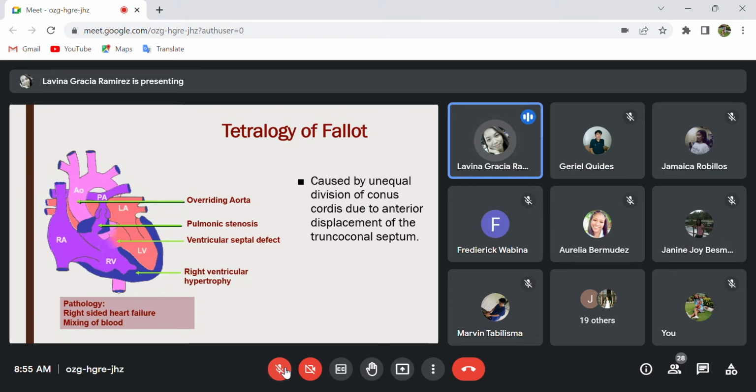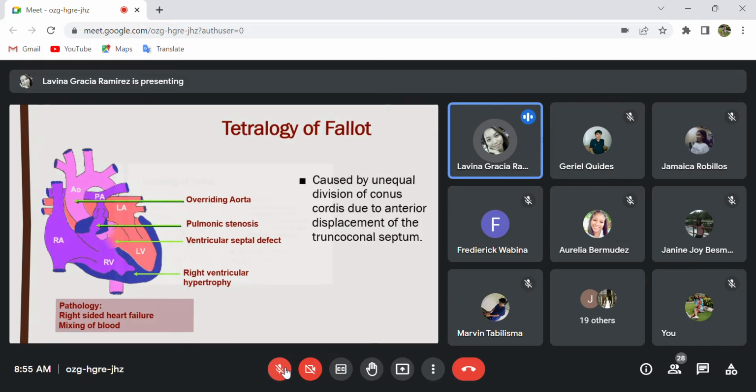Now, upon identifying whether these different secondary features arising from the anomalies are present through assessment, that might give you an idea that we have a tetralogy of Fallot.